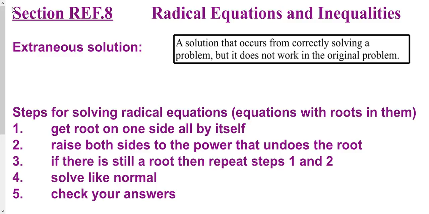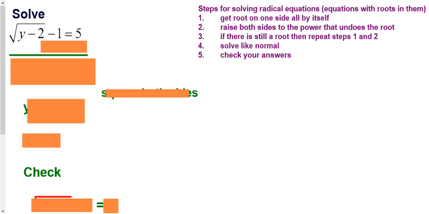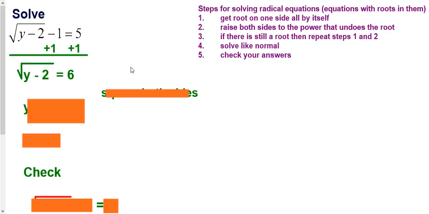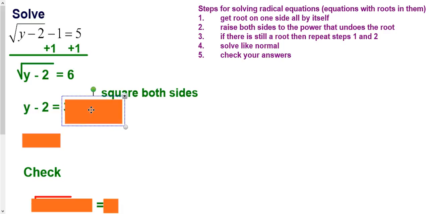So let's consider this next problem. We want to first of all get the root by itself, so we'll go ahead and add 1 to both sides. And we end up getting this. Now we need to undo our root. We have a square root. To undo a square root, you want to square both sides. If we square the left side, it gets rid of the root. Square the right side, we get 36. So then we just have to simply add 2, and we get an answer of 38.